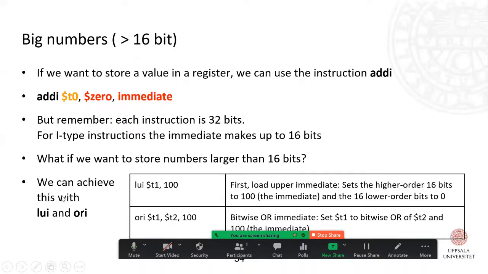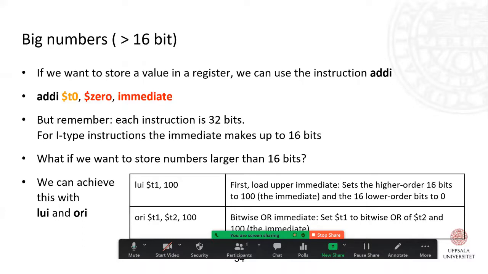Imagine we have a number which is larger than 16 bits. Two steps can be taken. The first step is to use a load immediate. Here, for example, the value 100 is loaded into register T1. And the next step is to use OR immediate.